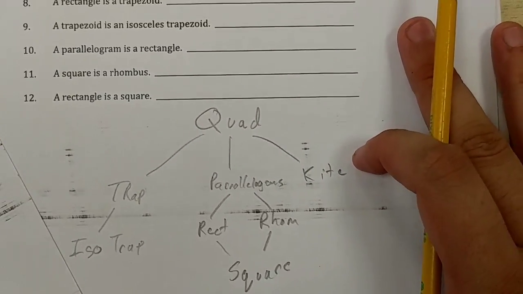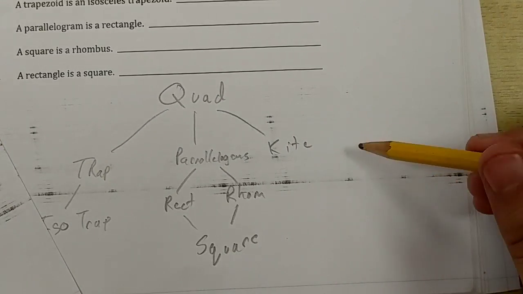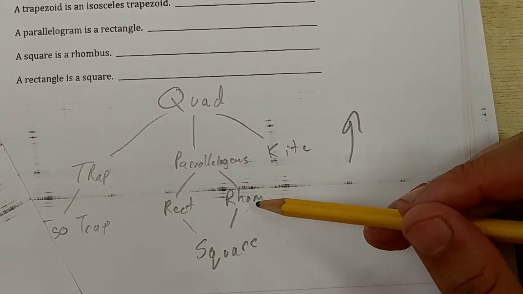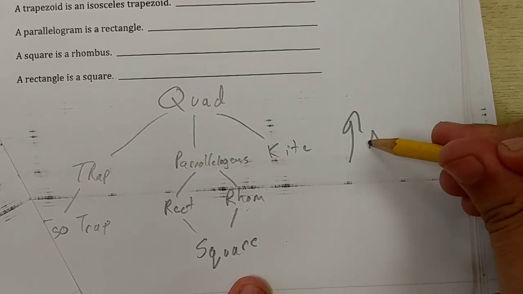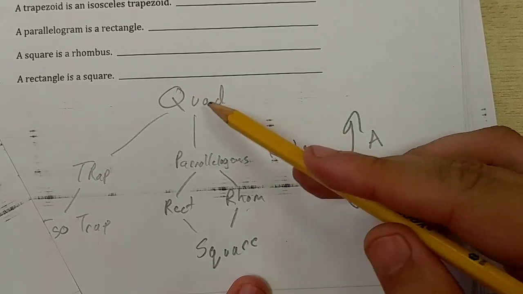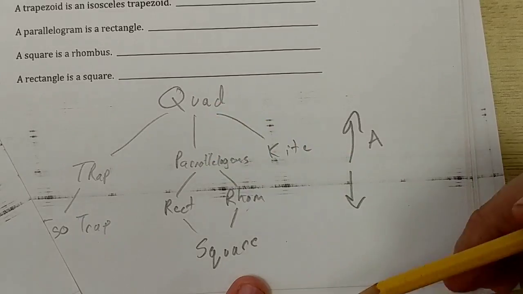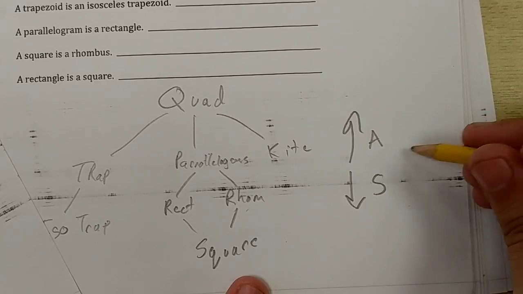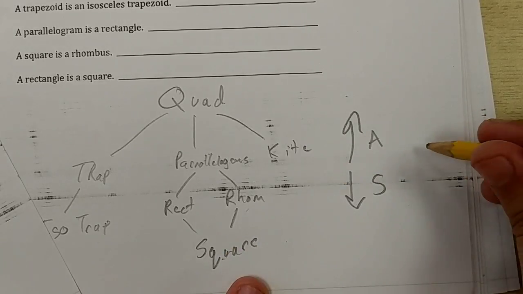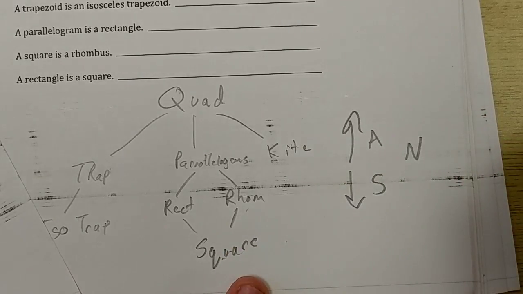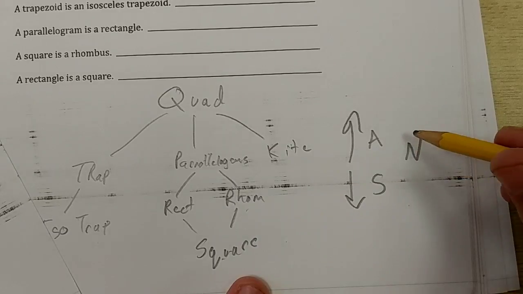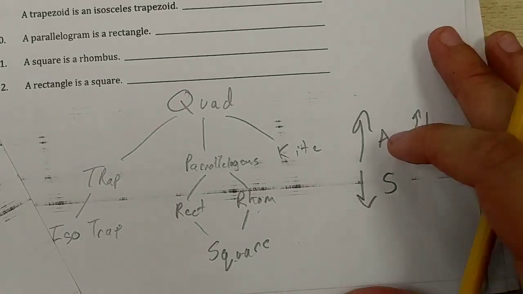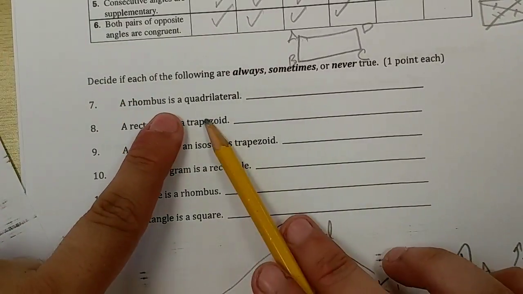Okay, and then here are the questions. If you go from down up, like a rhombus is a parallelogram, that's always true. If you go from top down, like quad to parallelogram, that's sometimes true. And if you can't do either one in one stroke, like going from square to kite, that should be never true. If you have to go both up and then down, or down and then up, that would be never true.